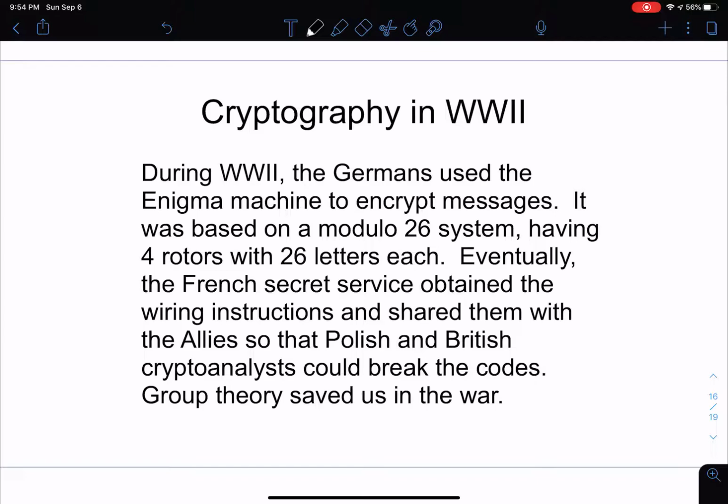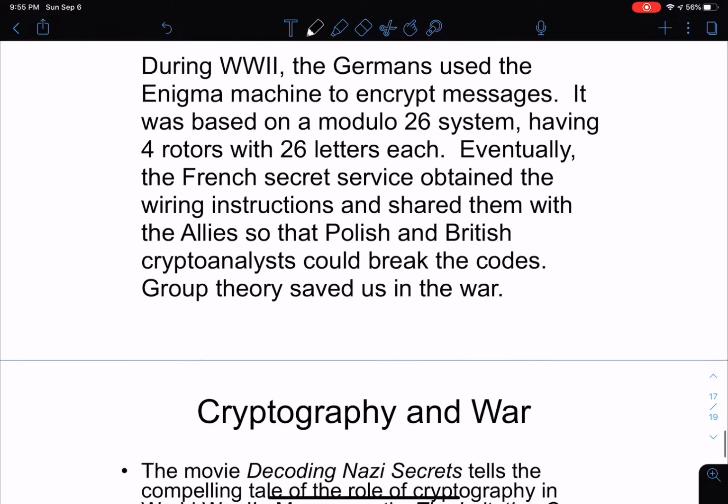Eventually, the system broke because the French Secret Service were able to obtain some wiring instructions, share them with the Allies, and then that allowed them to figure out just how the machine was being wired to be able to start breaking the codes. And then mathematicians had to know how to apply the mathematics to setting up the machine and breaking the codes too. So group theory. Remember we talked a little bit about the groups last, I think 2 videos ago? Well, group theory helps save us.